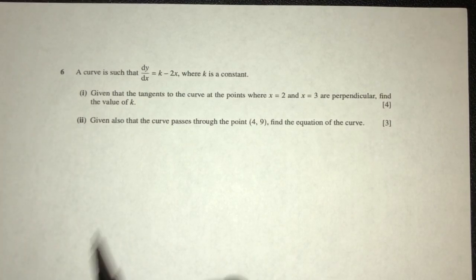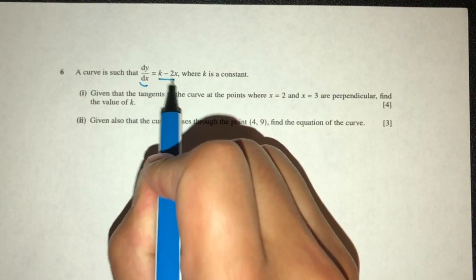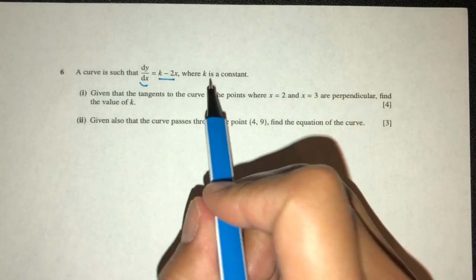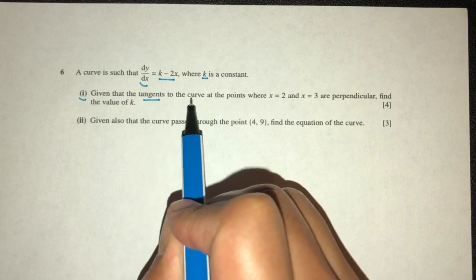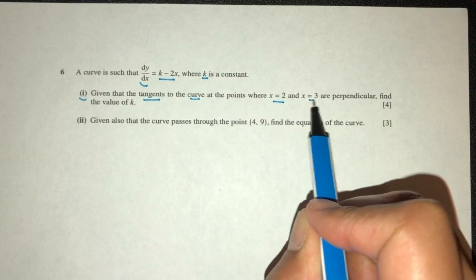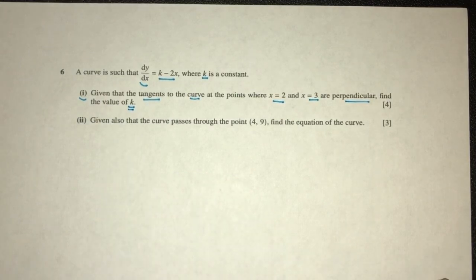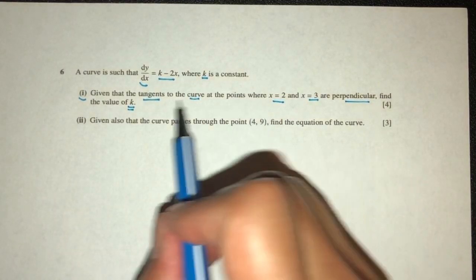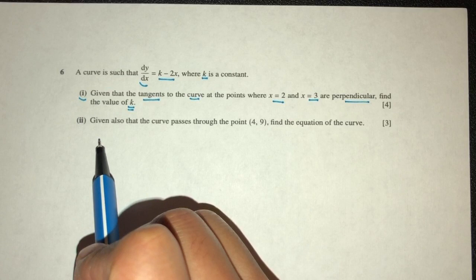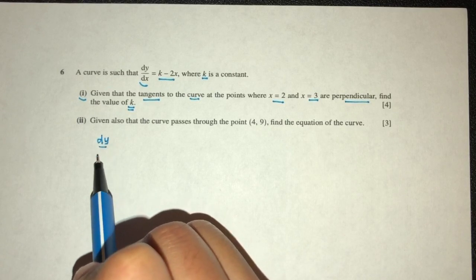A curve is such that dy by dx is given to you by this, where k is a constant to be found. Now part 1, given the tangents to the curve at this point and this point are perpendicular, find the value of k. So let's find out. So the tangent at this point, dy by dx is what? It is the gradient of the tangent.